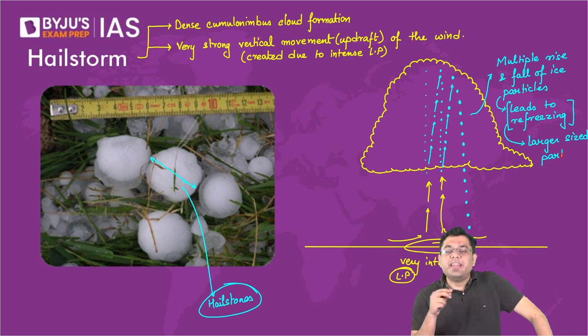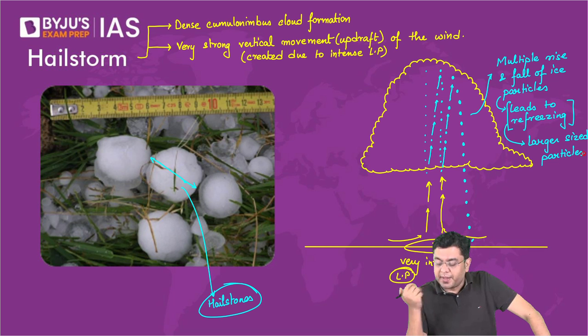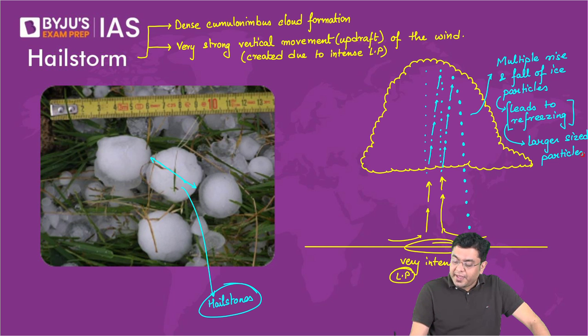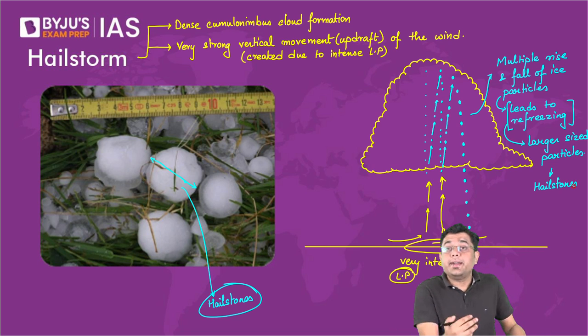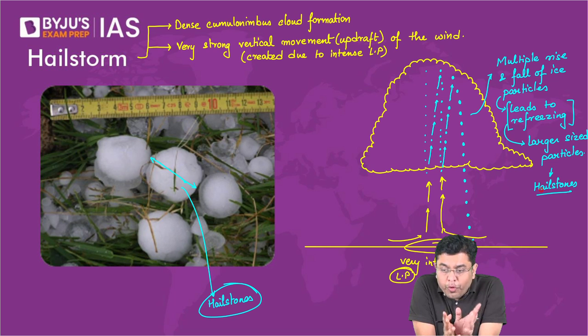Okay, that creates very large sized particles, which we refer to as hailstones. So these can occur generally during the late afternoons, around 4 to 5 p.m., when there has been a lot of heating which has been received, creating a significant low pressure in the summer months. Sometimes it is also to be experienced in the winter months, particularly in the western part of the country.